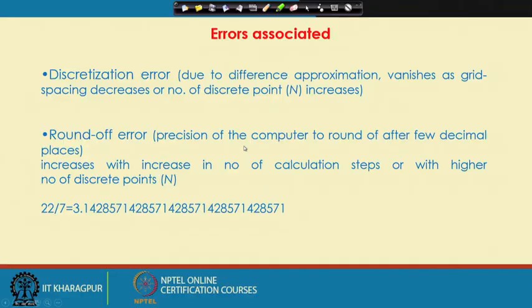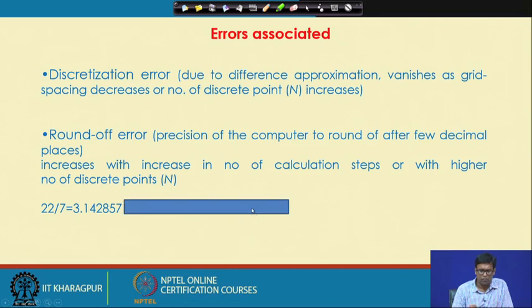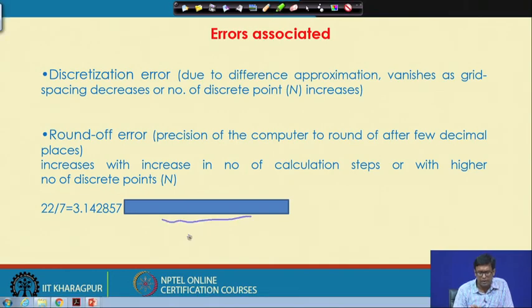There is another error called roundoff error, which depends on the precision of the computer. For example, if I am calculating 22/7, which is a good approximation for pi, a number which goes on, and if we use a computer, it cannot calculate pi up to infinite decimal places. It will cut the value somewhere. So, the remaining part becomes an error, which is called a roundoff error.